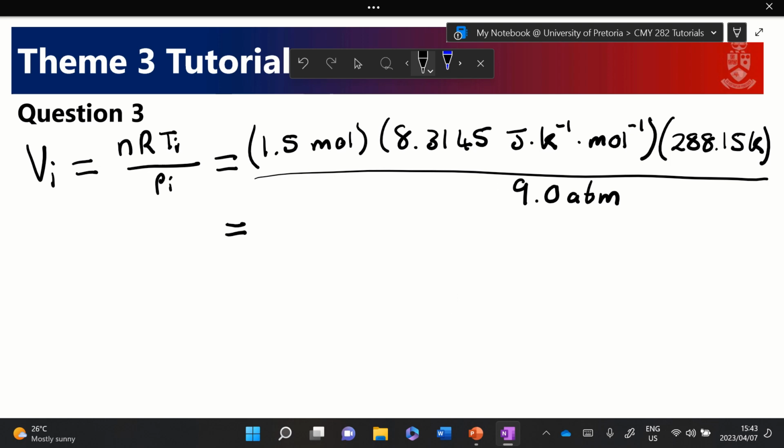That gives us an initial volume of 3.9409315 liter. Alright.